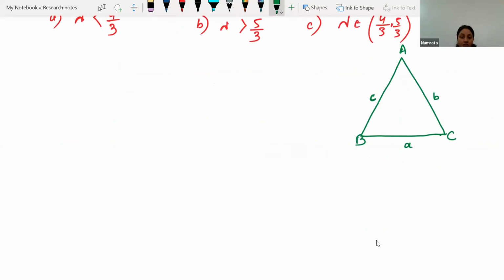So do you know the cosine rule? Anyone from both of you? No, ma'am. Okay, just let me write the rule first, then we will move ahead because we have to use that rule over here. So just a moment, let me write the rule.